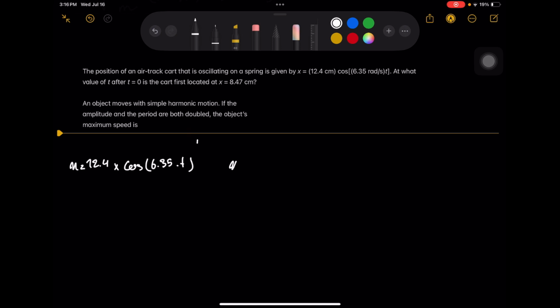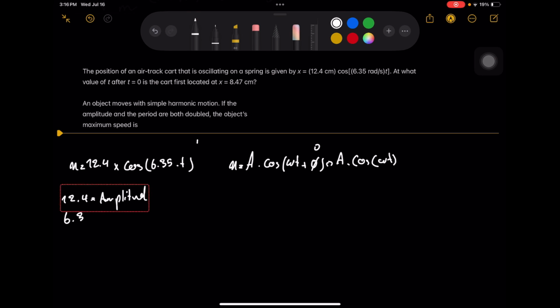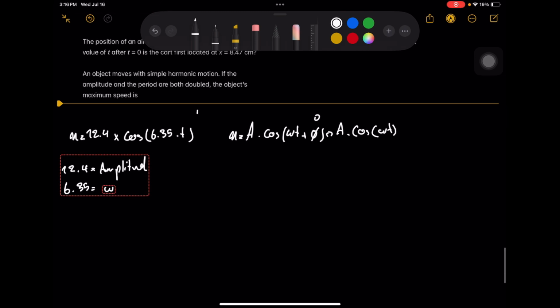What does this tell you? What was the formula for simple harmonic motion? A cosine of omega t plus phi, which, since we don't have any phi, is 0, so it's just A cosine of omega t. So 12.4 is our amplitude, and 6.35 is our omega. It wants to know at what time t the x equals 8.47.